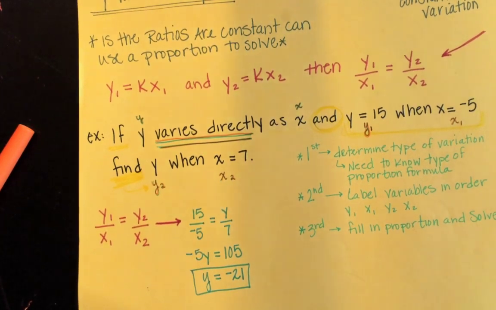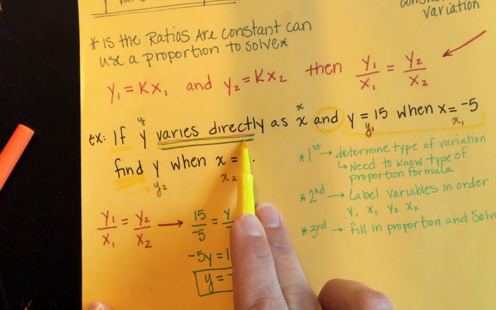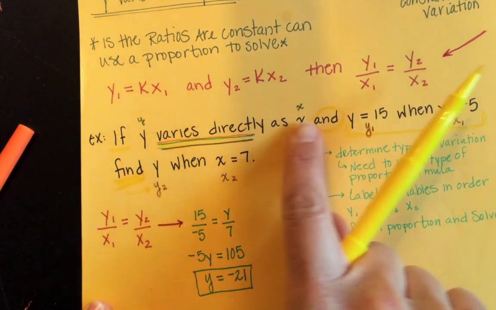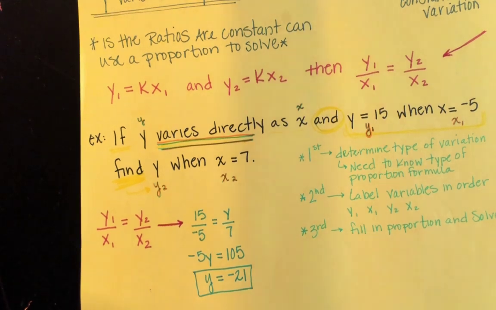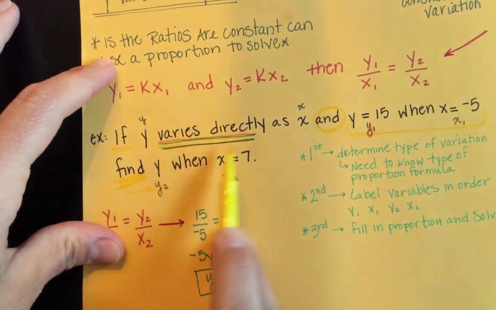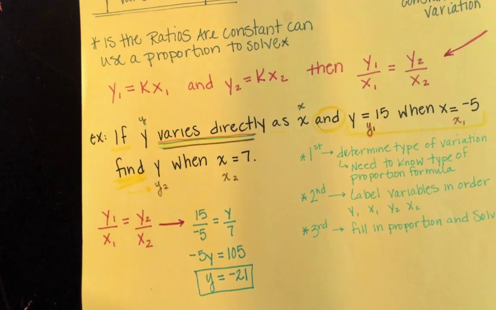Again, our first step was to determine what type of variation. Our second step is to determine what our labels are, and we do that with every problem. Our third step is to fill in the proportion and solve. Typically, even when you get to the word problems, which you'll see quite a few of with standardized testing, you still see the phrase "varies directly" or "varies inversely." So it's not like they change a whole bunch.